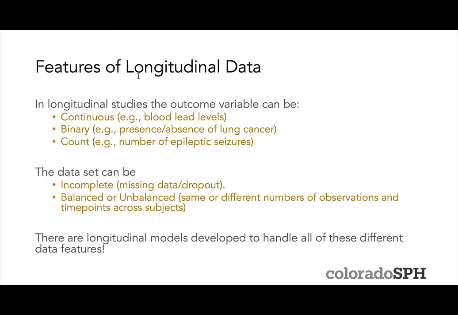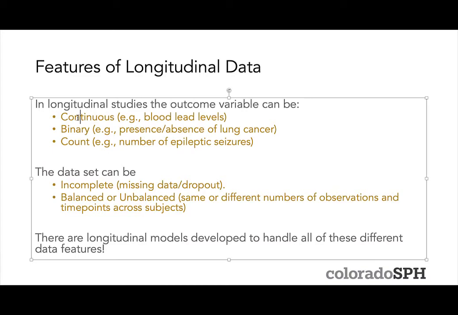So there are several different types of features that longitudinal data can have. One is the outcome. So in longitudinal studies, the outcome variable can be continuous. For example, blood lead levels. And we're going to talk about mostly continuous data and longitudinal data analysis analogs to linear regression for most of the time. But it can also be binary, such as the presence or absence of lung cancer, or count, like we saw with Poisson regression, for example, the number of epileptic seizures.